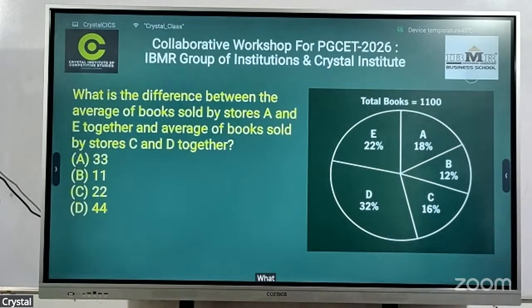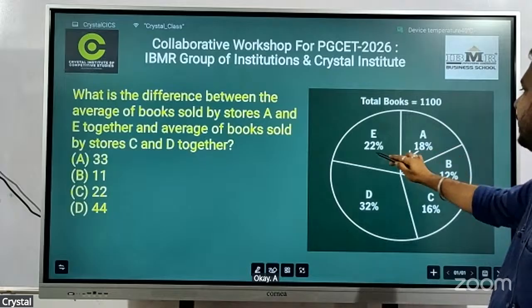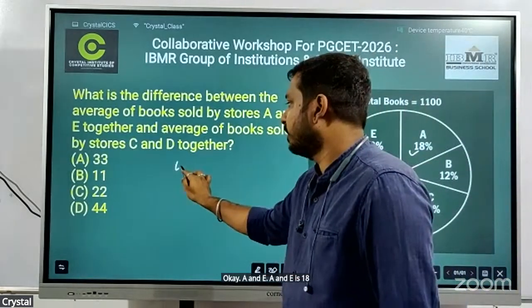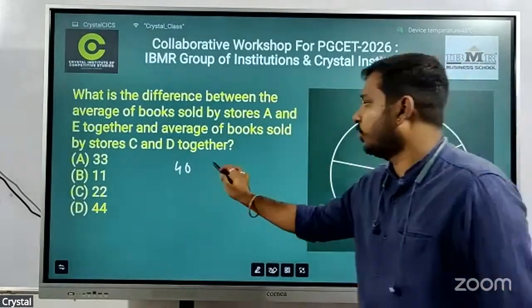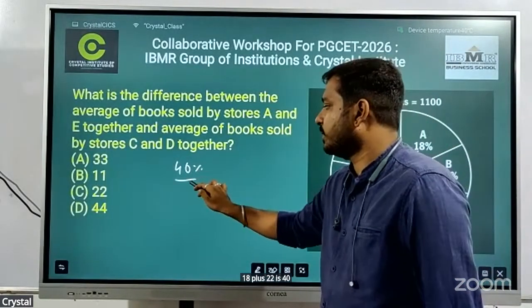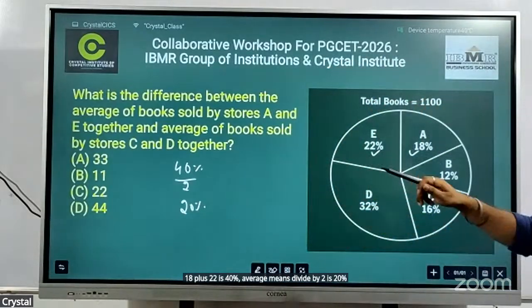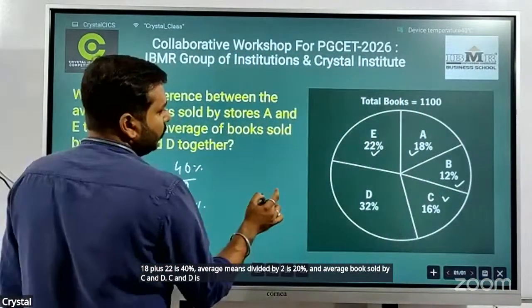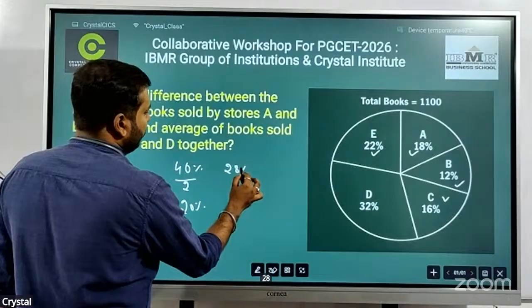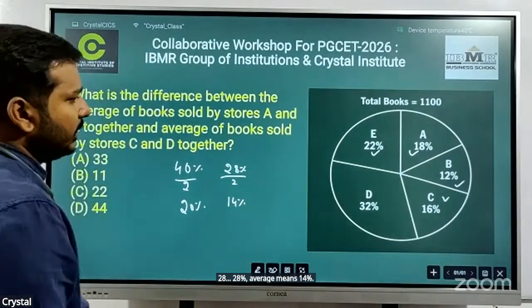What is the difference between average books sold by A and E? Okay, A and E. A and E is 18 plus 22 is 40%. Average means divided by 2 is 20%. And average books sold by C and D. C and D is 28%. Average means 14%. Okay.